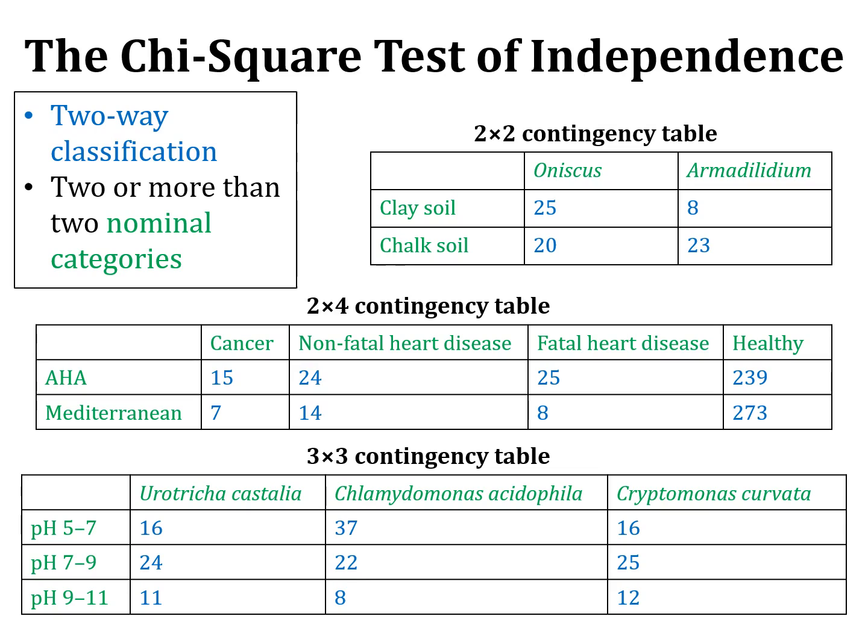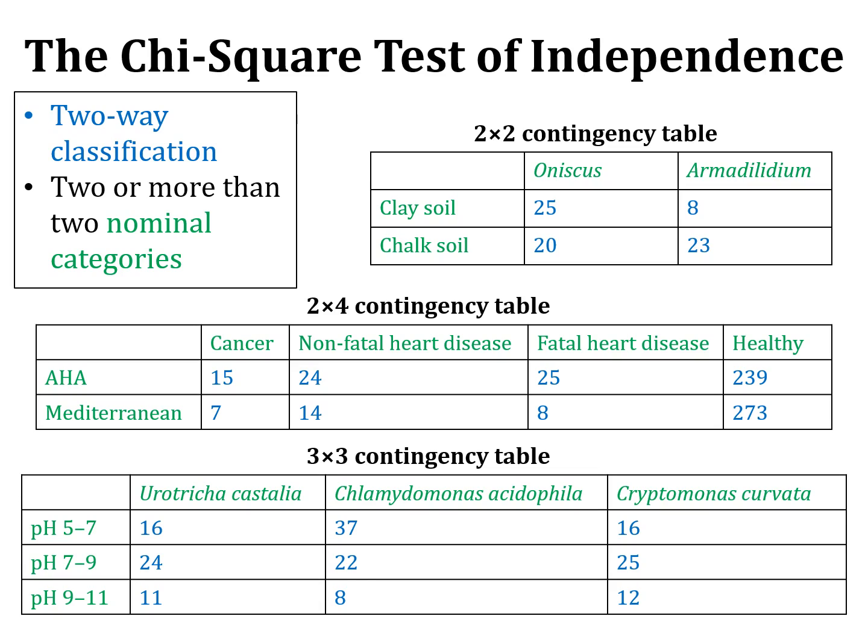So 16 here represents the number of Urotricha castalia in the pH of 5 to 7. 24 is the number of Urotricha castalia in the pH of 7 to 9. And 11 is the number of Urotricha castalia in the pH of 9 to 11. And then 37 is the number of Cryptominus acidophila in the pH of 5 to 7. 22 is the number of Cryptominus acidophila in the pH of 7 to 9. And 8 is the number of Cryptominus acidophila in the pH of 9 to 11.